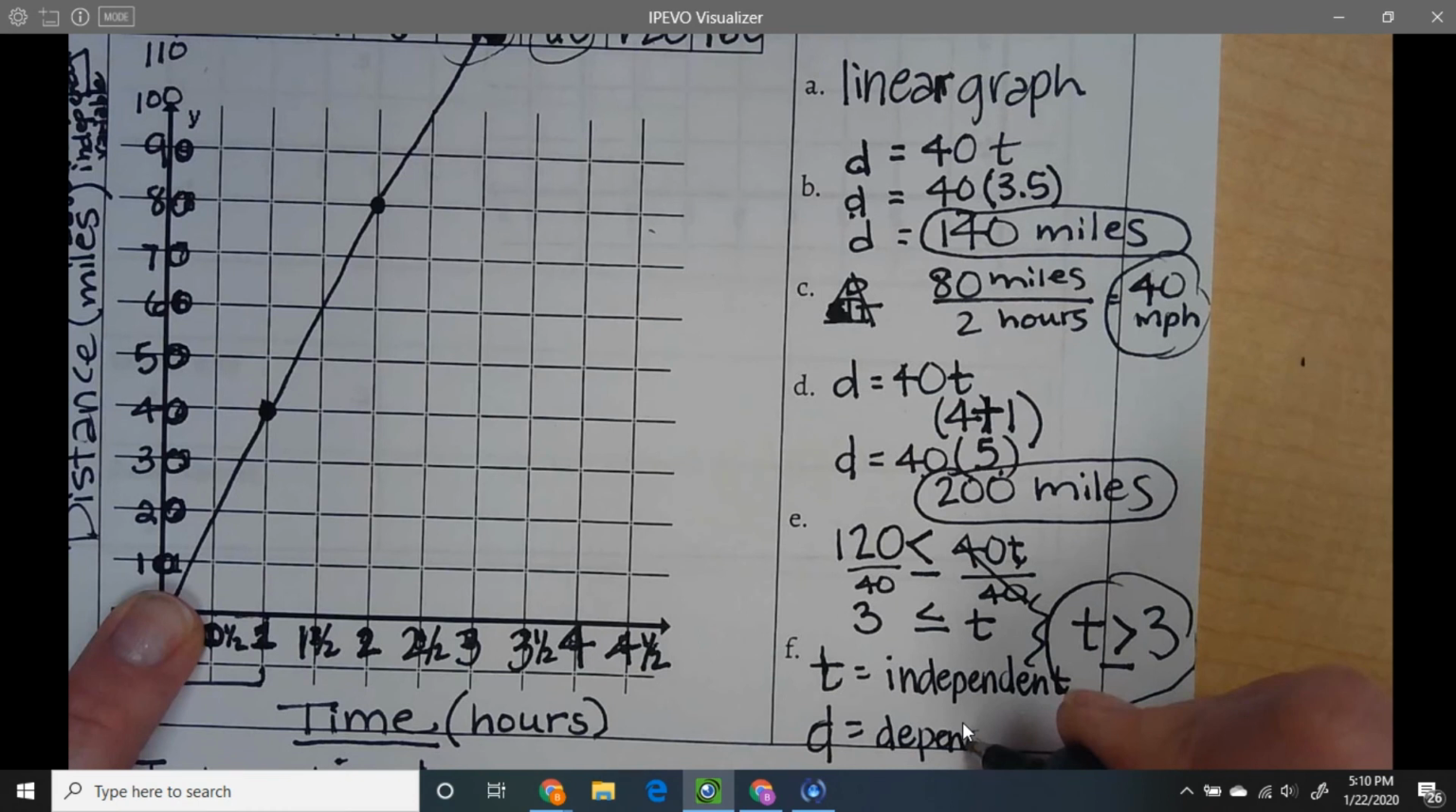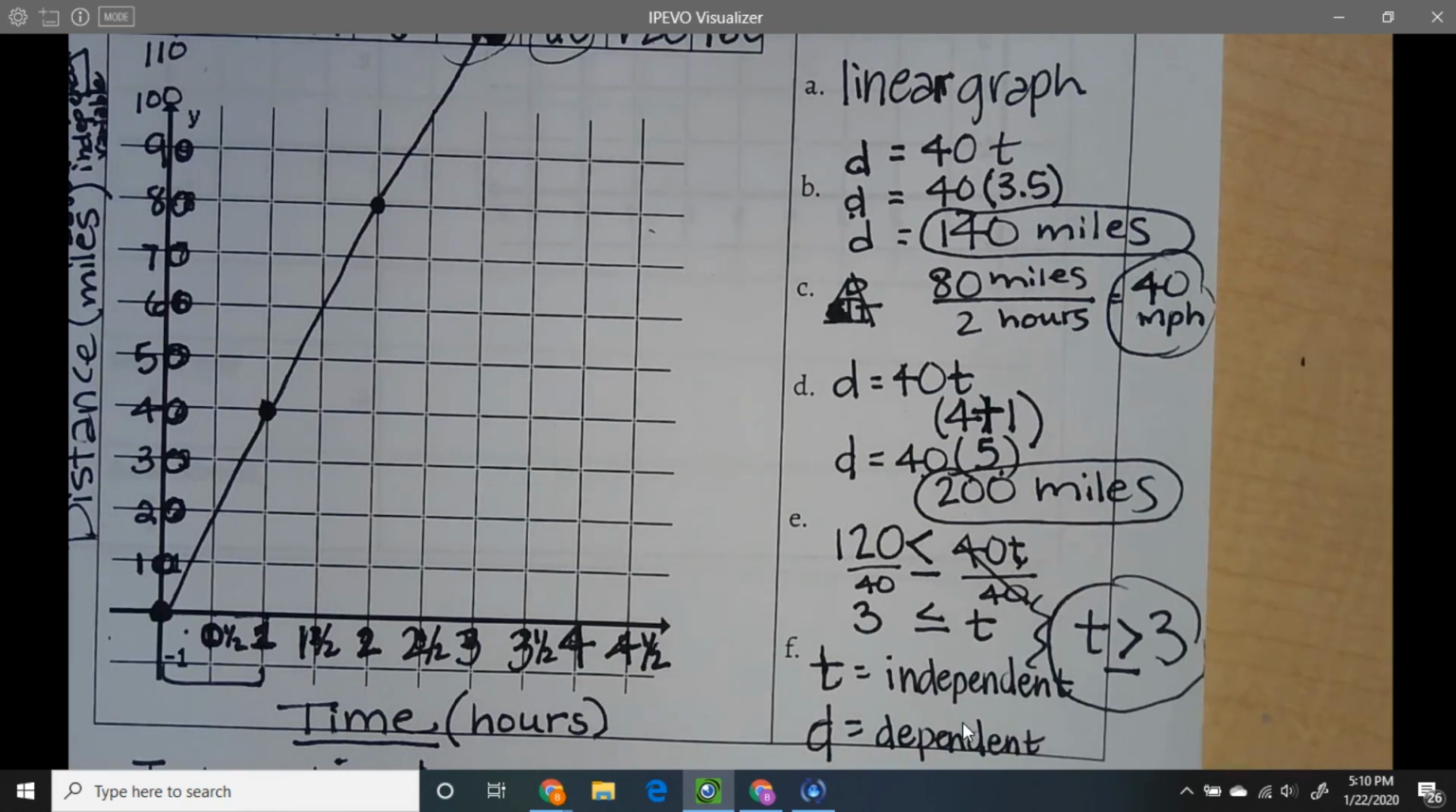And we'll pause the video and give you a second to process that. And when you're ready, we're going to turn to page 66 and work on number 3.